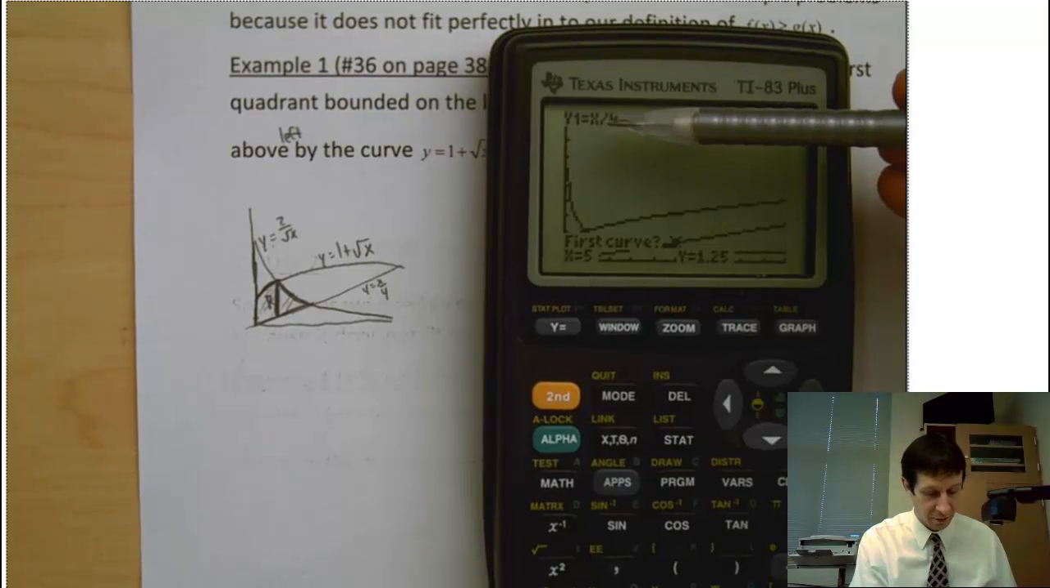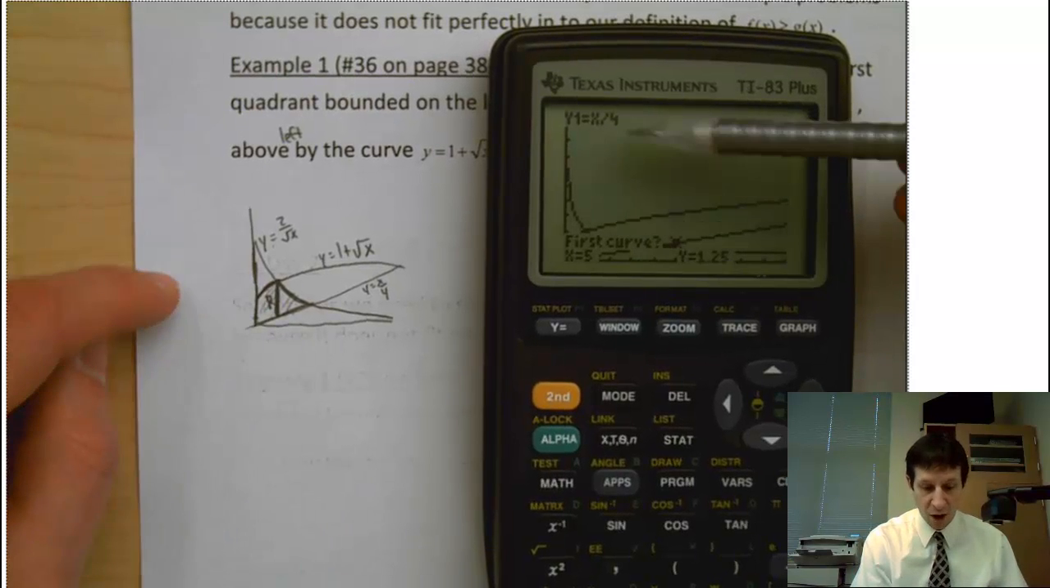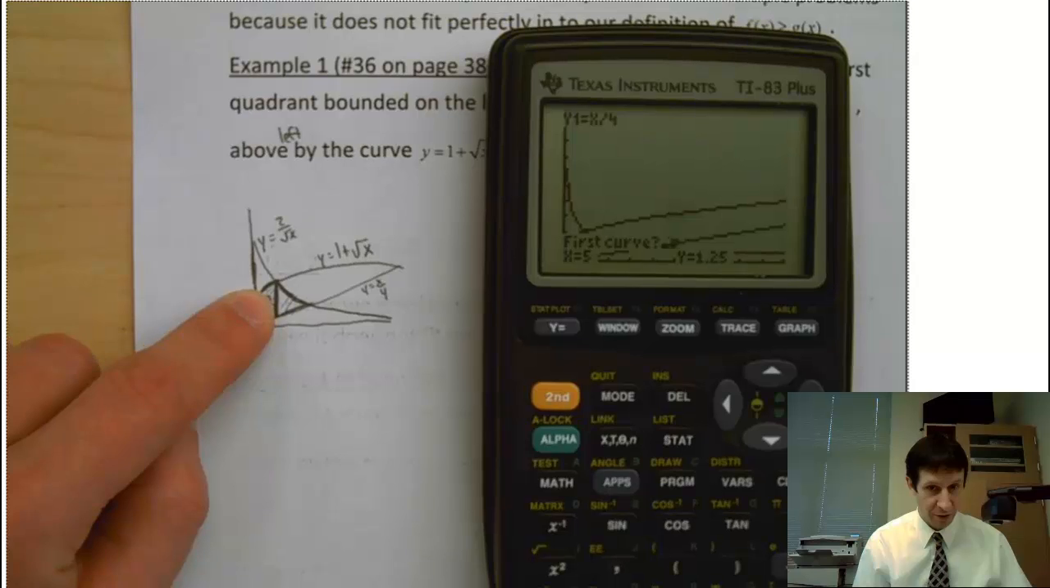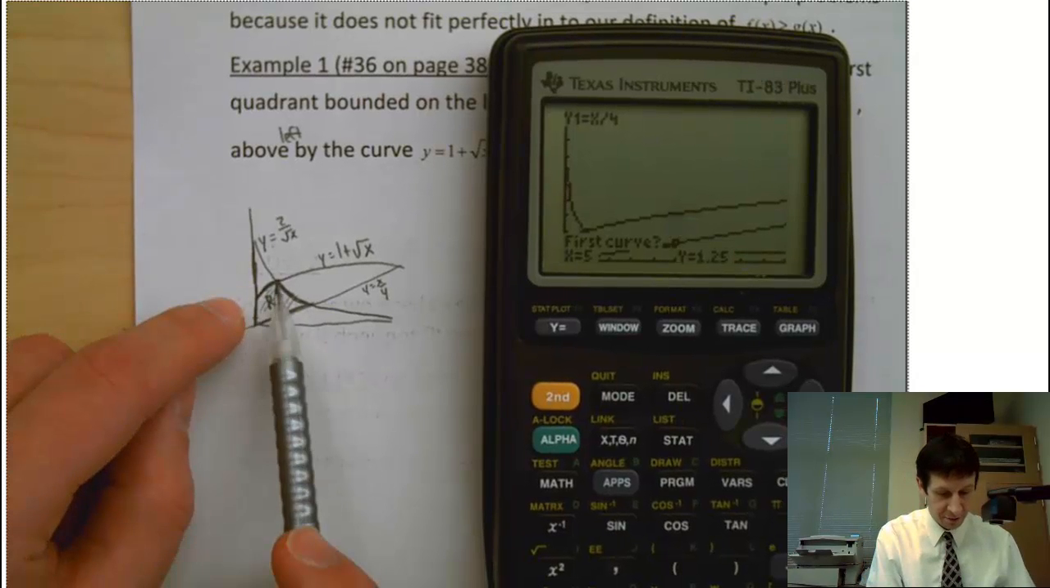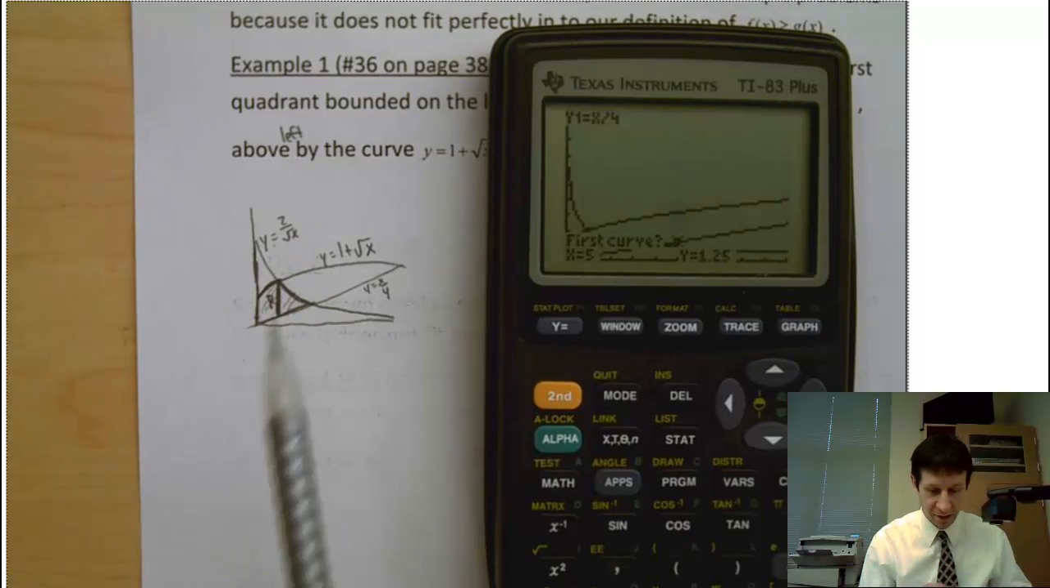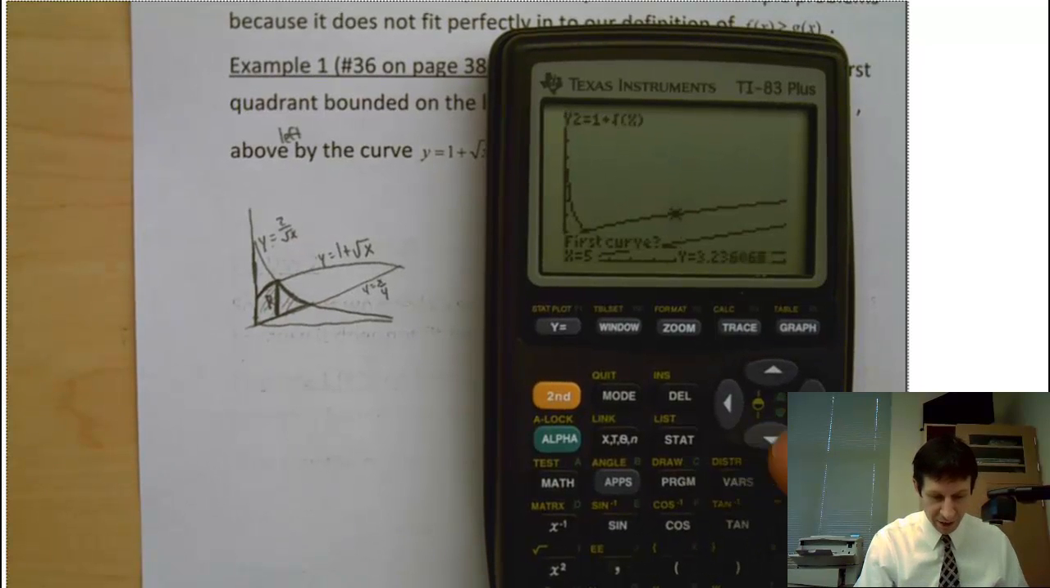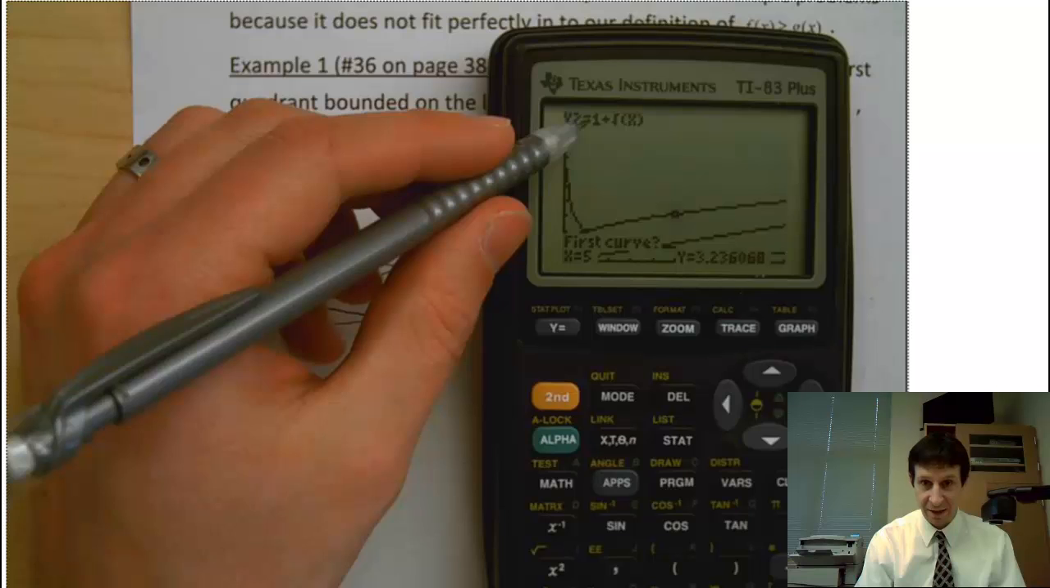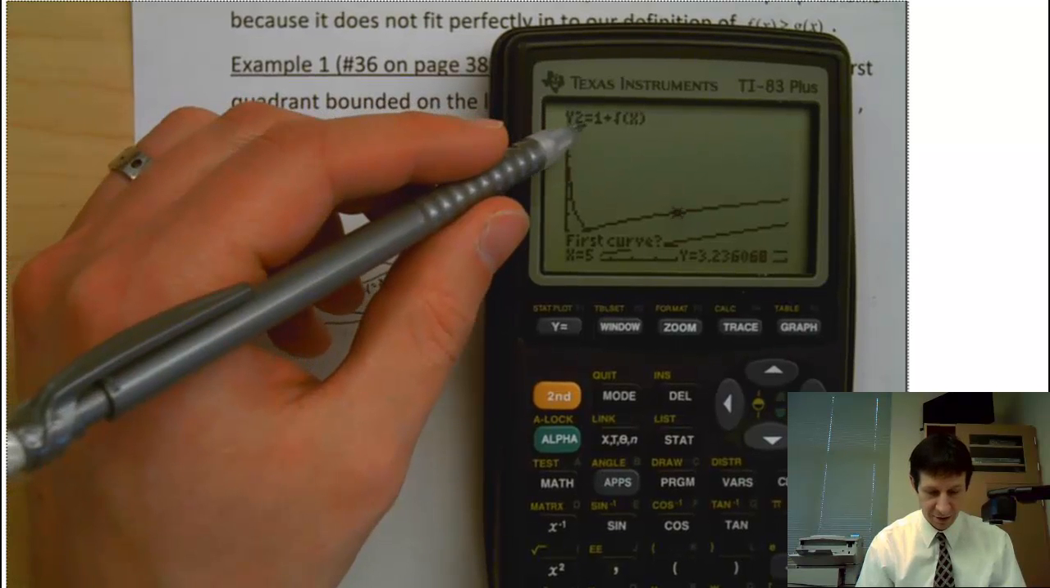We need to pick the right curves. That's a wrong one, because to find this point right here, I don't care about x over 4. I care about 2 over root x and 1 plus root x. I'm going to hit the down arrow until I see one that I want. Okay, 1 plus root x, that is one of them that I want. That's good. I'm going to hit enter.